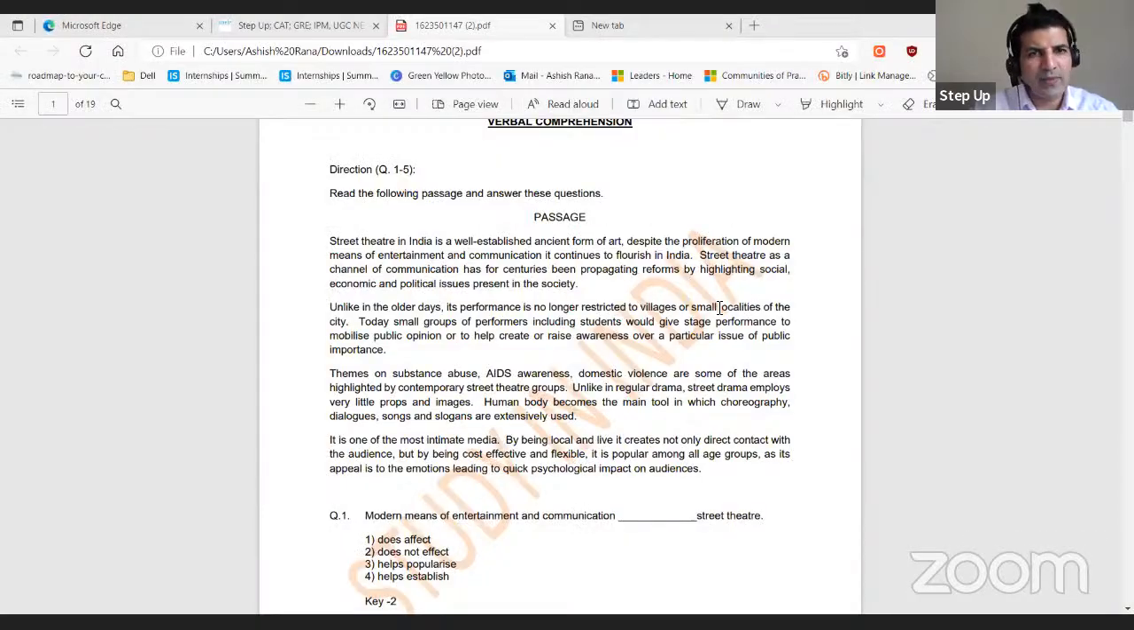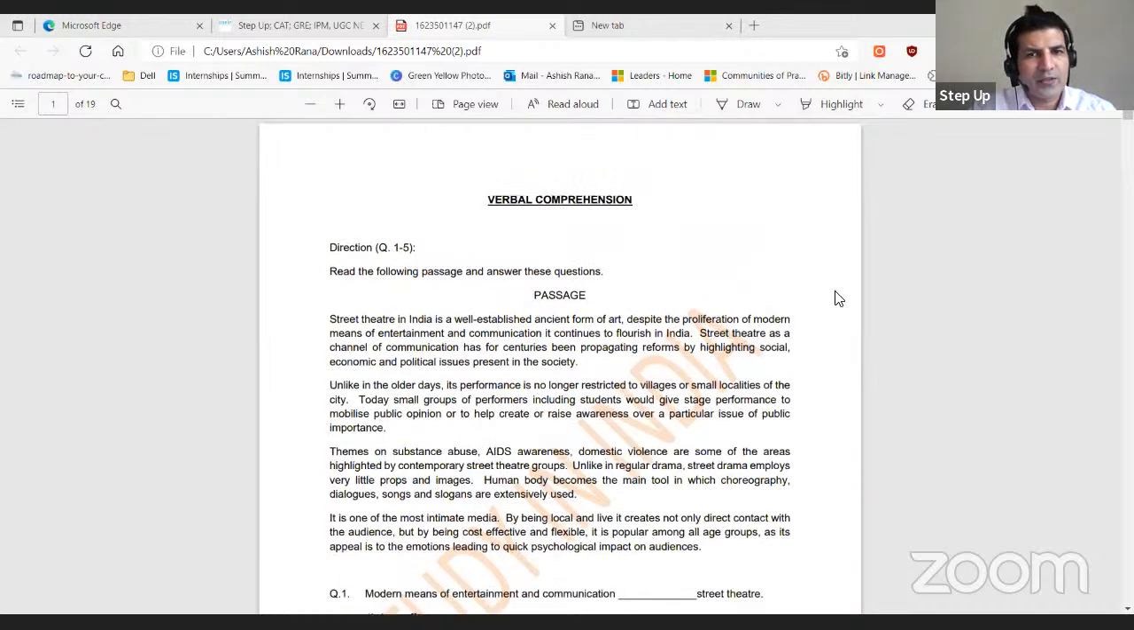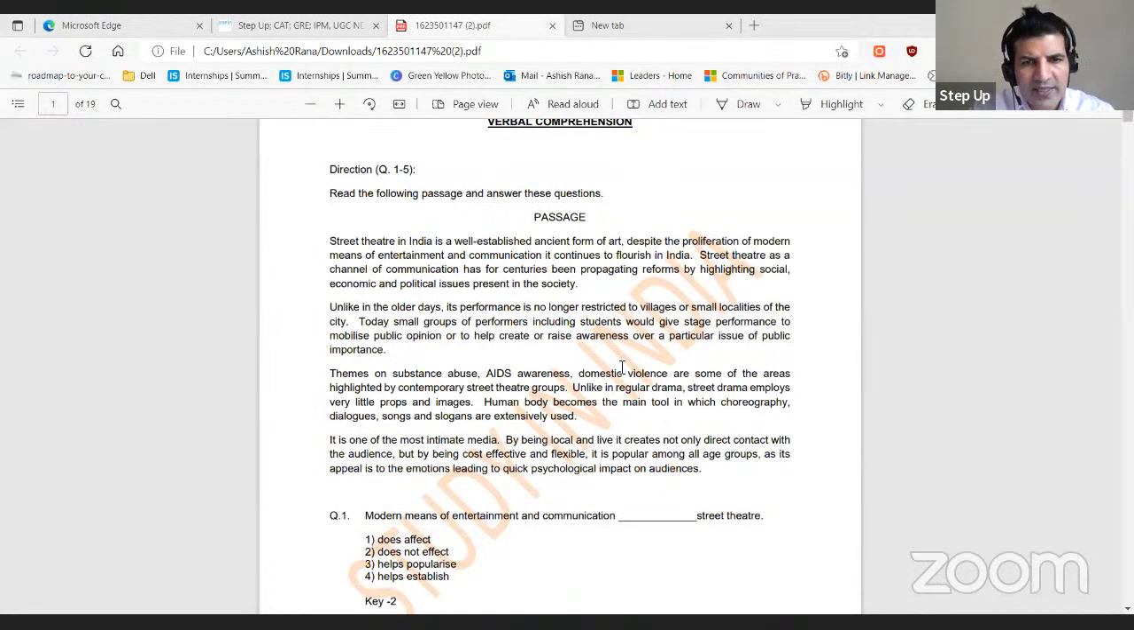So as you can see on my screen right now is this sample paper, okay, from Study in India. This is how your actual exam will look like. It's just that this is the offline copy, but you will have an online test for the same. So as you can see, it says direction question 1 to 5. Read the following passage and answer these questions.